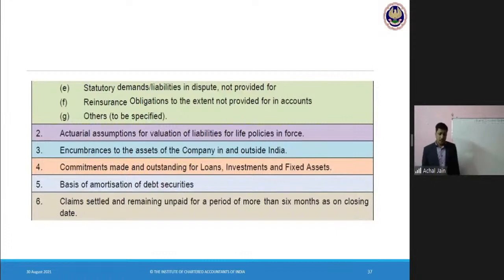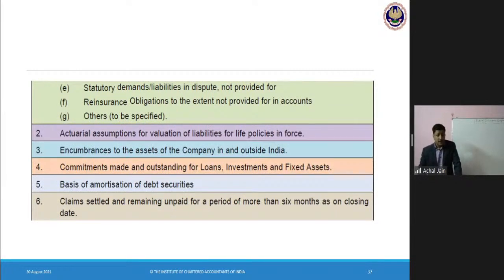As we discussed, actuarial valuation is a very important area for any insurance company. When it comes to the valuation, the assumptions which are used become the base for the computation. That's why disclosure of all of those actuarial assumptions which have been considered for the valuation of liabilities is required.